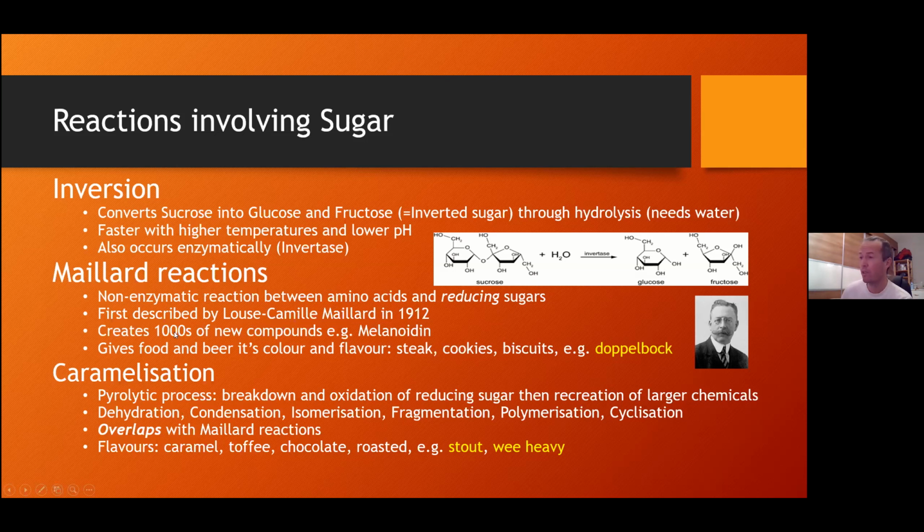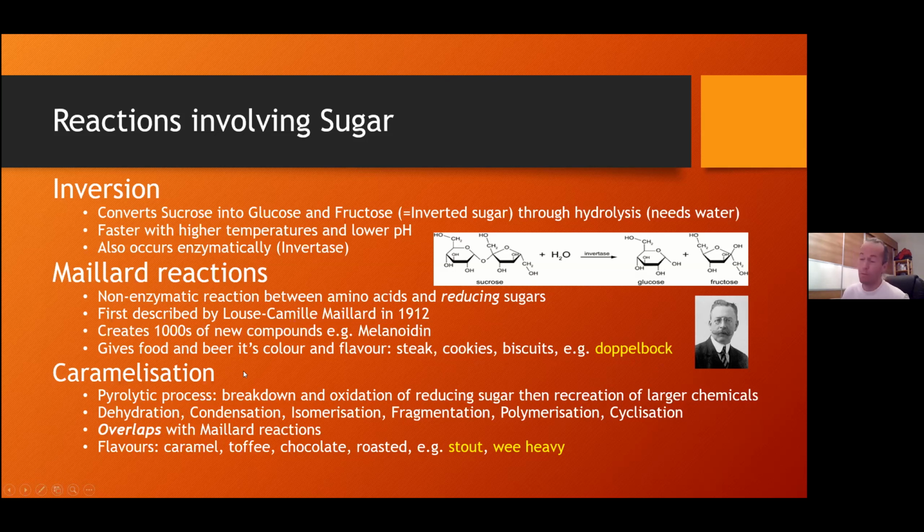It creates literally thousands of new compounds with different flavors, different aromas. Your smell of steak, cookies, biscuits, everything comes from Maillard reactions. A good example is a doppelbock. Doppelbock, you could almost say, is a celebration of everything you get from Maillard reactions. Why do I say that? Because it's different to the next one, called caramelization.